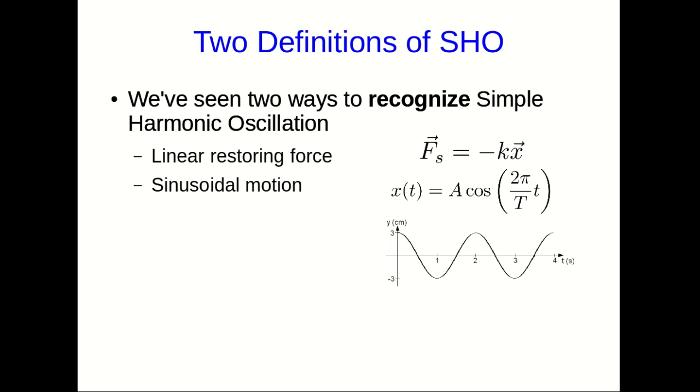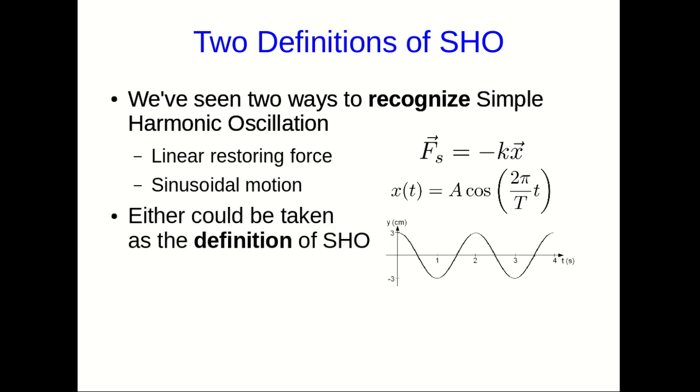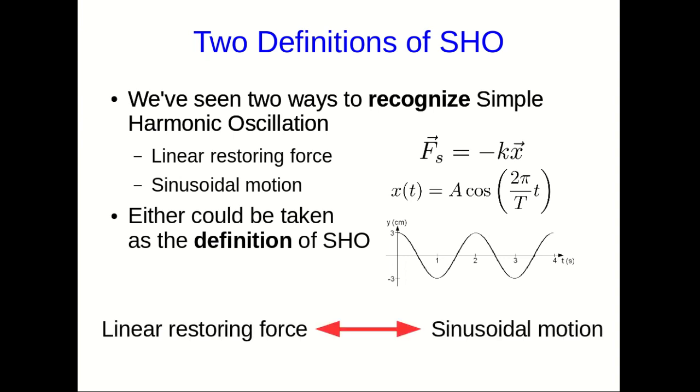And the presence of either of these, a linear restoring force or sinusoidal motion, means that what you are dealing with is simple harmonic oscillations. You can take either one of these as a definition of it. And you can show, we haven't really shown, you need some calculus to do it, you can show that the one implies the other. If you see a system and you analyze it and find that it has a linear restoring force, then you can bet your boots that when you look at its position versus time, it's going to be sinusoidal. And likewise, when you see sinusoidal motion, you can bet that the culprit responsible for that sinusoidal motion is a linear restoring force.